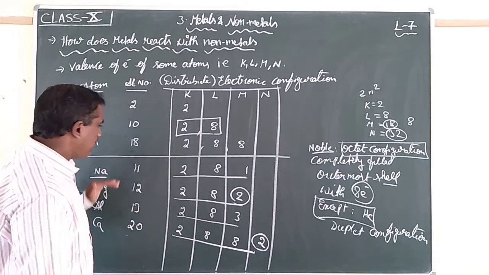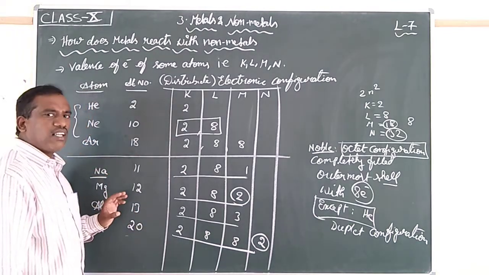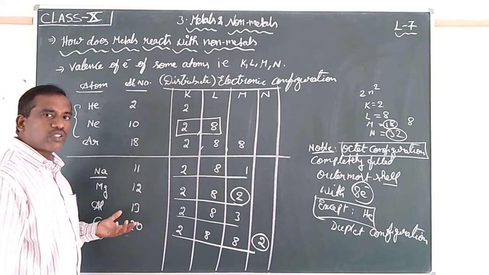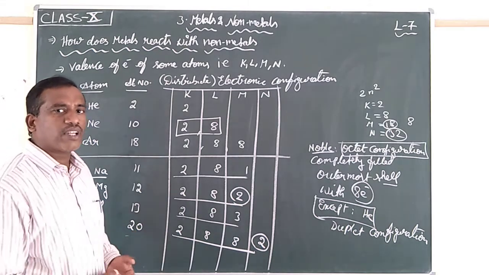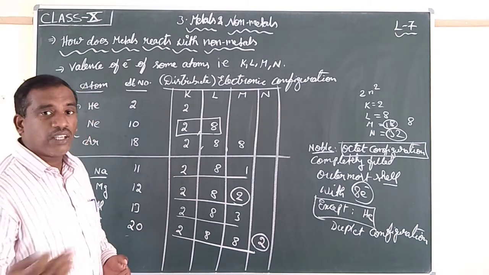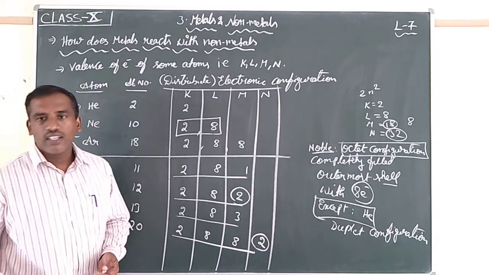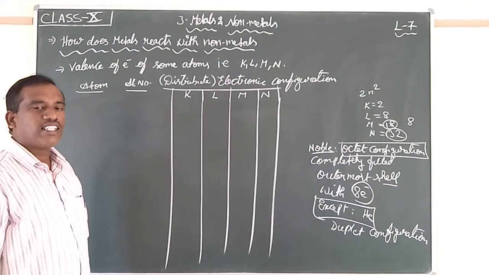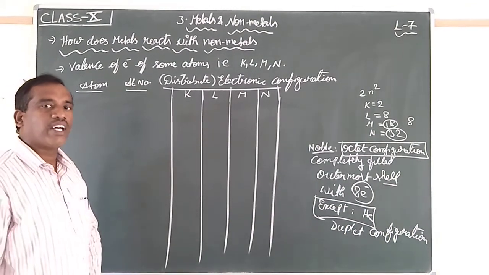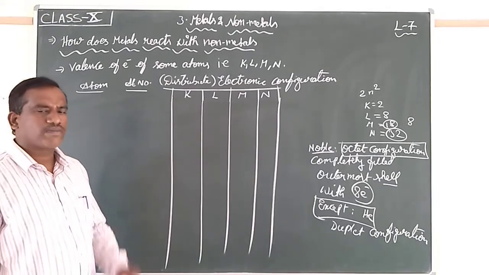Now I have given these elements. We don't know what they are, metals or non-metals. And now we need to take some other electronic configuration of few more metals also, and we can decide. Let us take the continuity with some of the other elements.